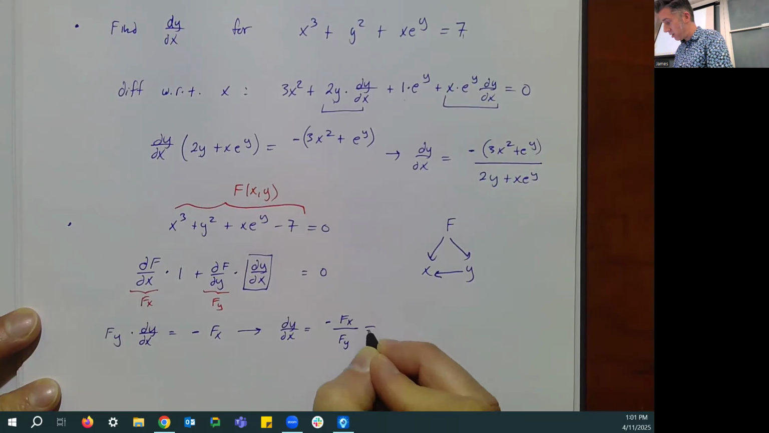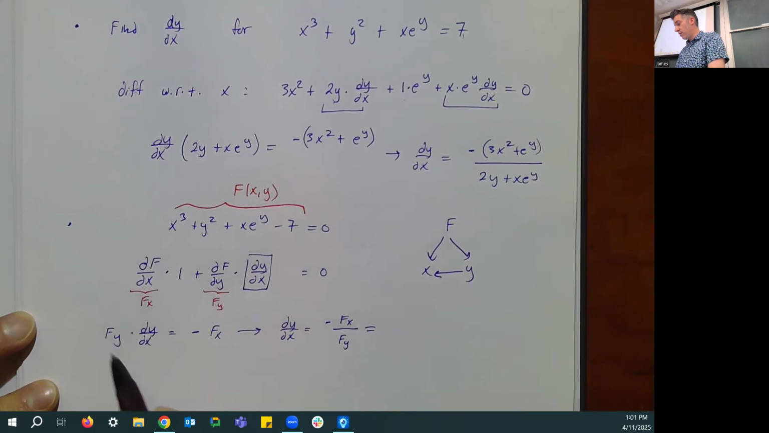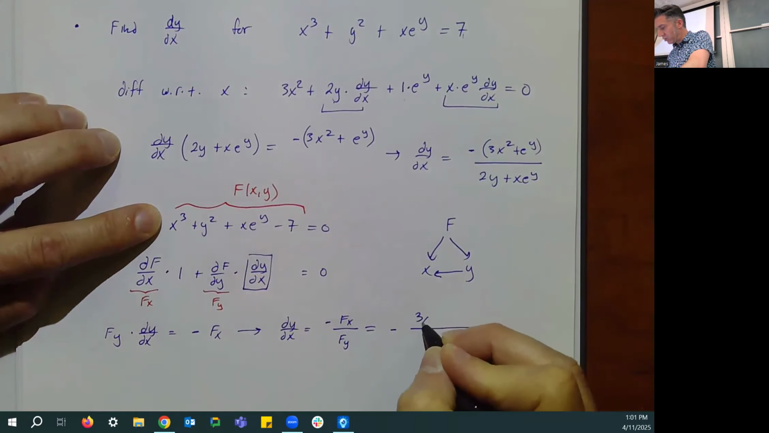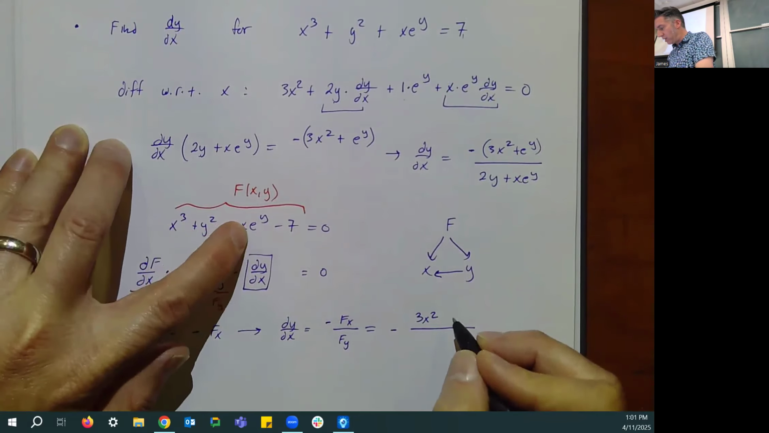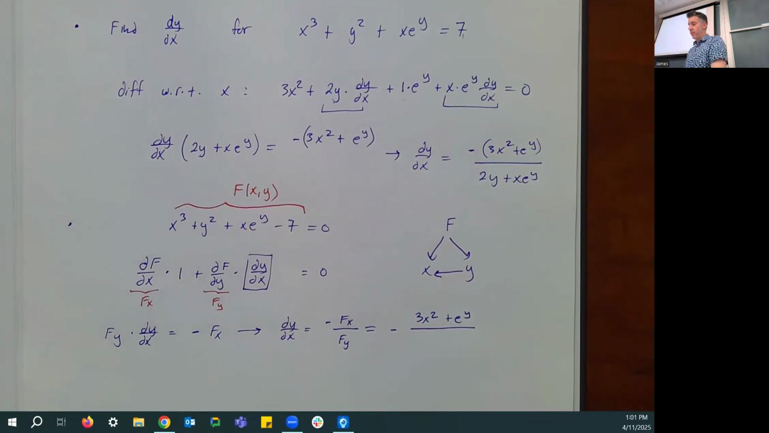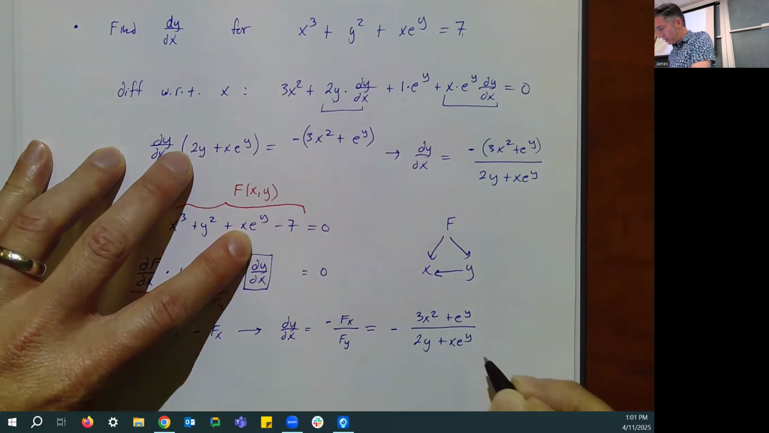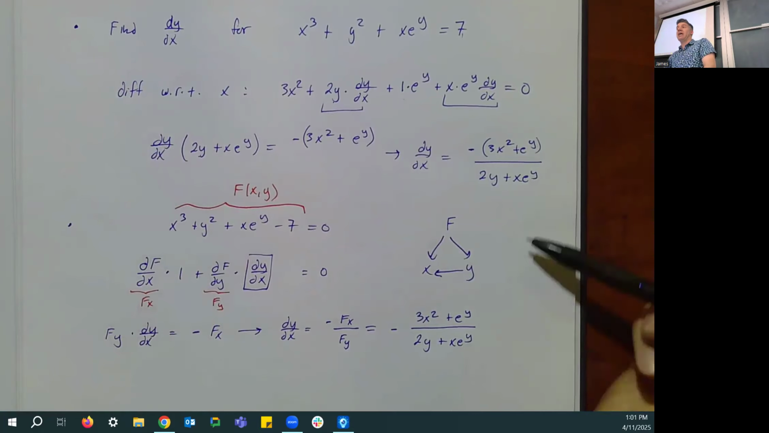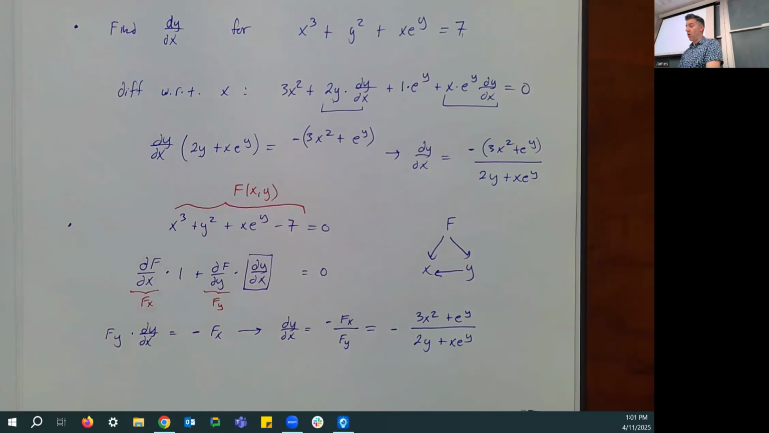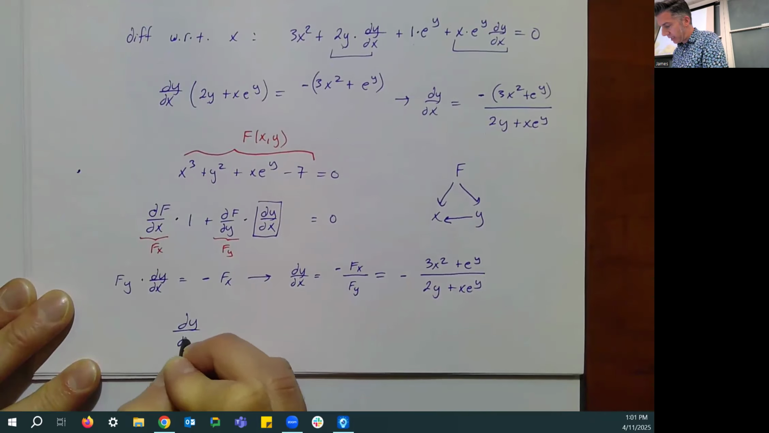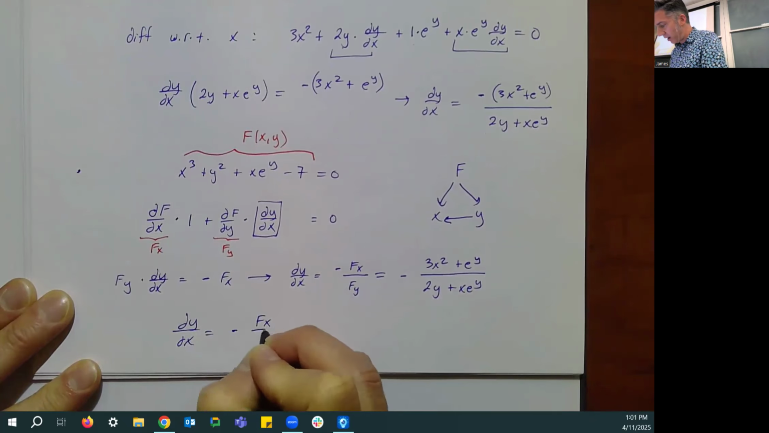And look, if you look at this original expression, my partial with respect to x is going to be 3x squared plus 0 plus 1 times e to the y minus 0. And my partial with respect to y is going to be 0 plus 2y plus x times e to the y minus 0. Oh, look, it's exactly the same. So this is a shortcut for the partial derivative. And generally we would say that dy dx is going to equal negative fx over fy.